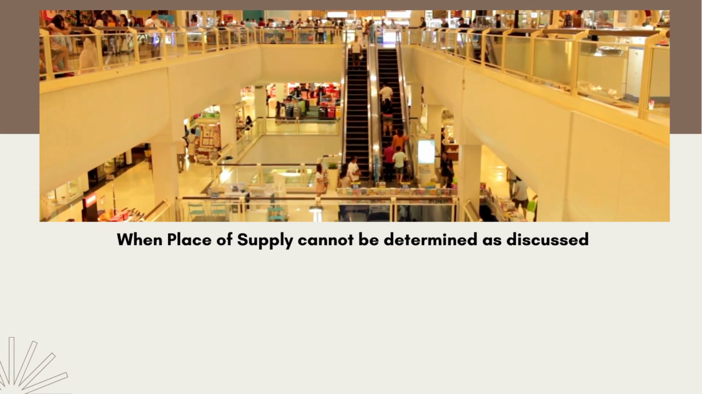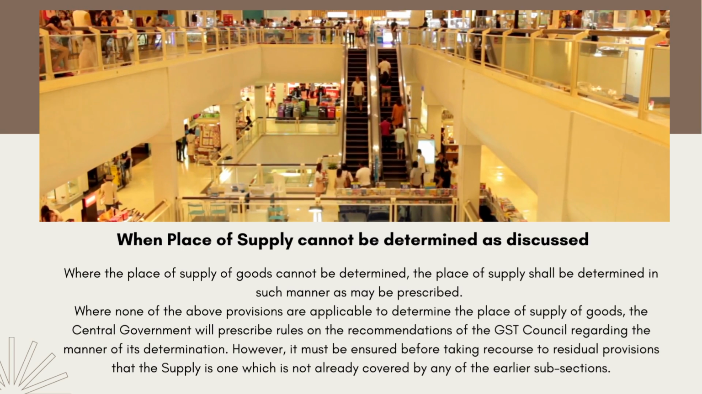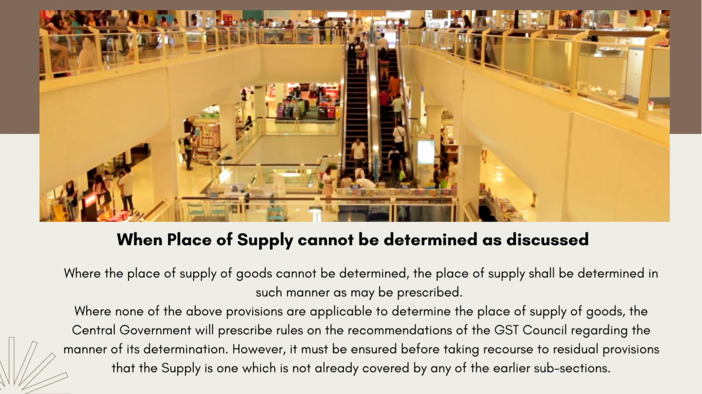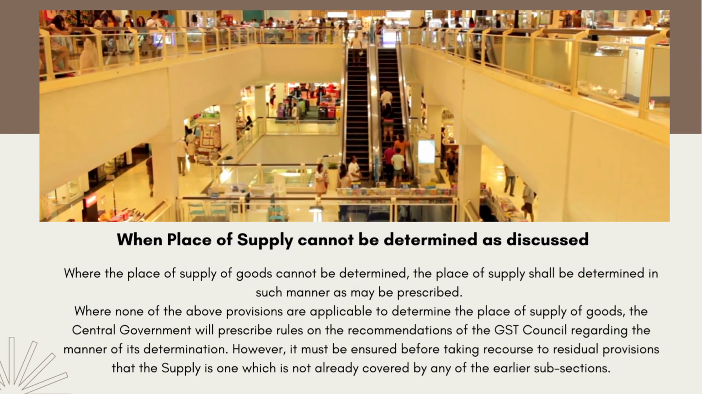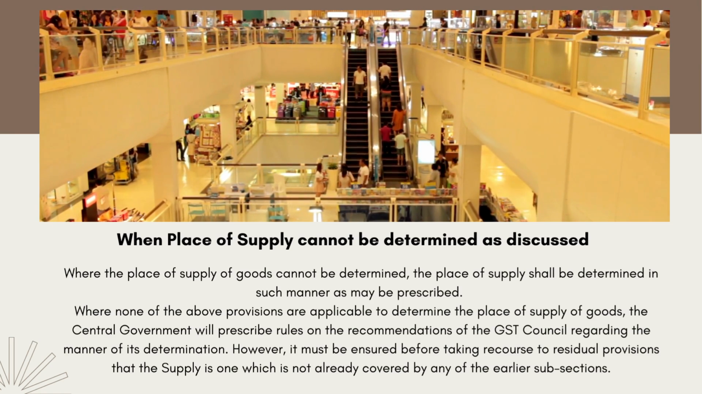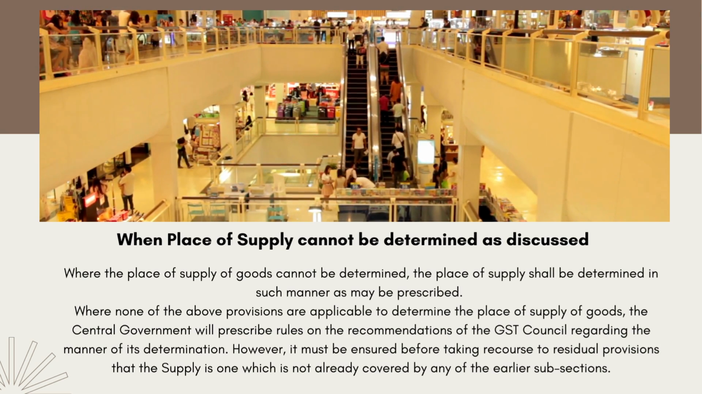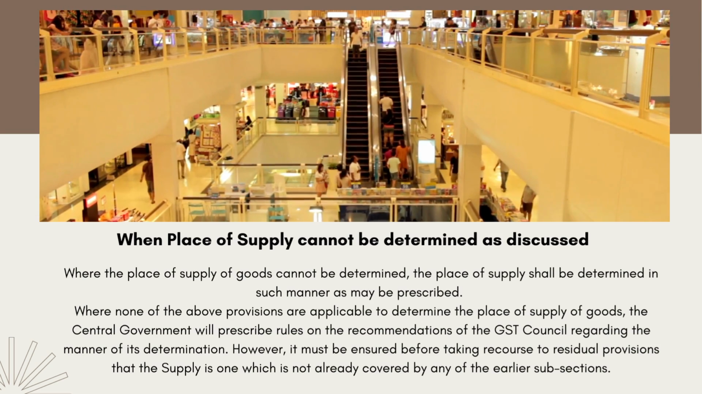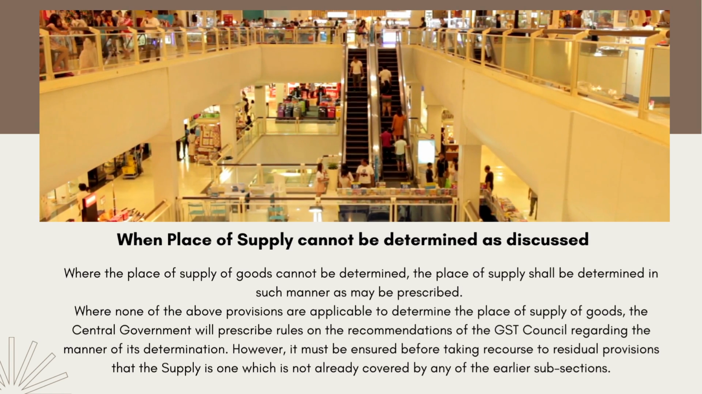When place of supply cannot be determined as discussed. Where the place of supply of goods cannot be determined, the place of supply shall be determined in such manner as may be prescribed. Where none of the above provisions are applicable to determine the place of supply of goods, the Central Government will prescribe rules on the recommendations of the GST Council regarding the manner of its determination. However, it must be ensured before taking recourse to residual provisions that the supply is one which is not already covered by any of the earlier subsections.